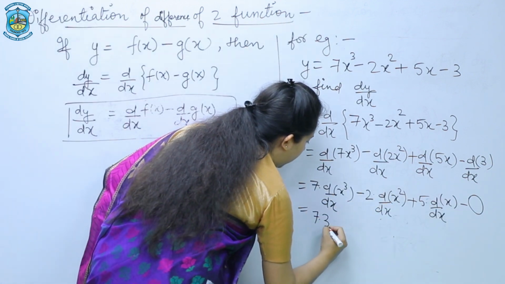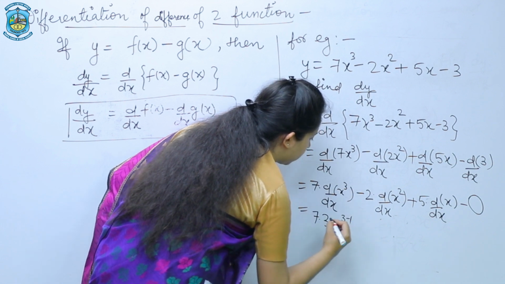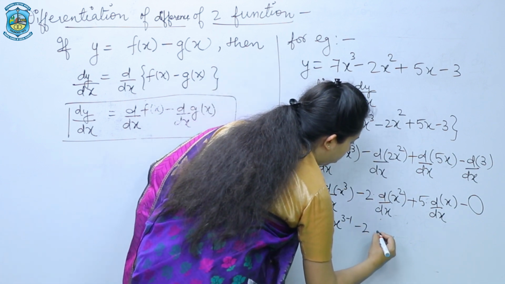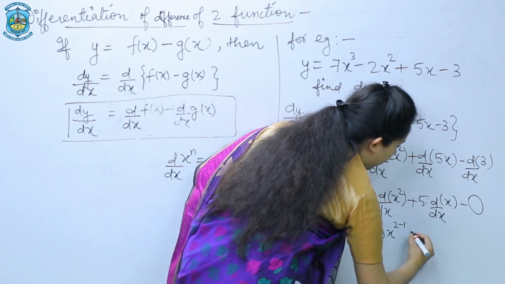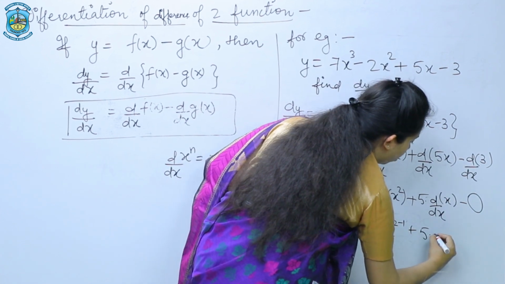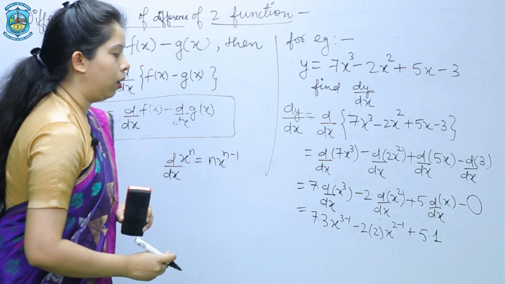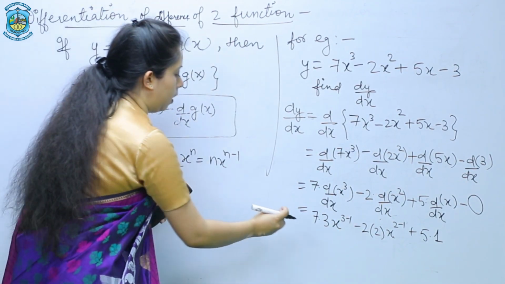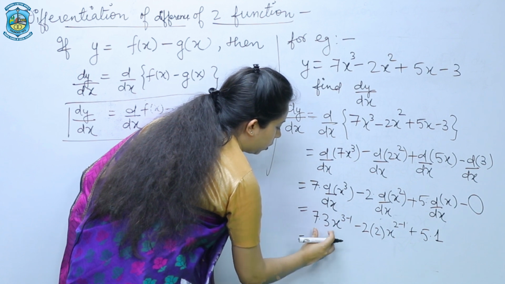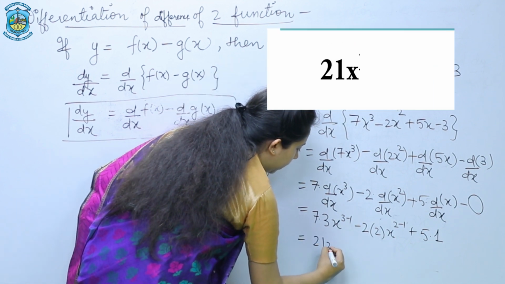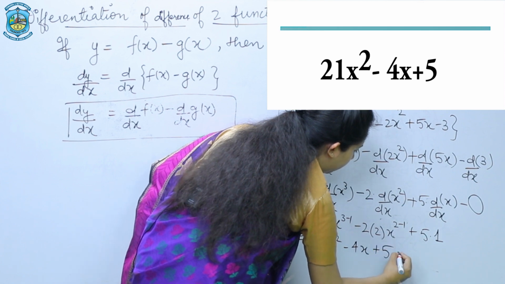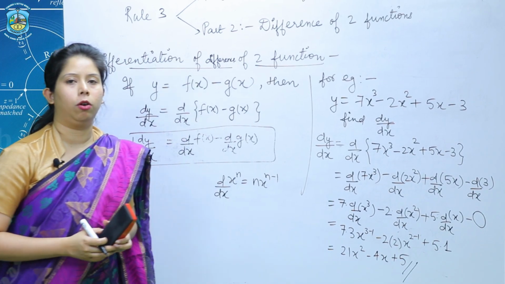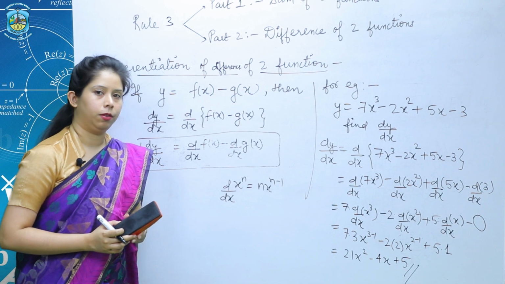So we will apply the same formula. That would become 3 into x raised to the power 3 minus 1, minus 2 into 2x raised to the power 2 minus 1, plus 5, and differentiation of x will give you 1. So on simplifying, these are in multiplication, so 7 into 3 will give you 21x square minus 4x plus 5. So this is the final value of the derivative.